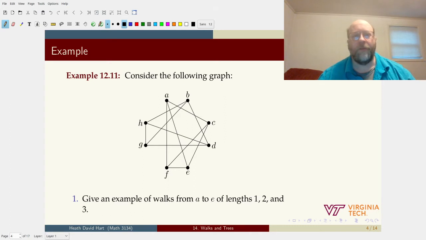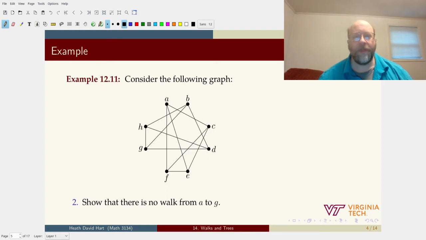So let's give an example of walks going from A to E of lengths 1, 2, and 3. The walk of length 1 goes straight from A to E: A, E. For a walk of length 2, we have to go somewhere in the middle to get to E, so we need a vertex that touches both of them. F would work. We could go from A to F and then from F to E. And for a walk of length 3, we have to go somewhere else and then to F and then to E. For example, we could go A to C, then C to F, and then F to E. So that would be a walk of length 3.